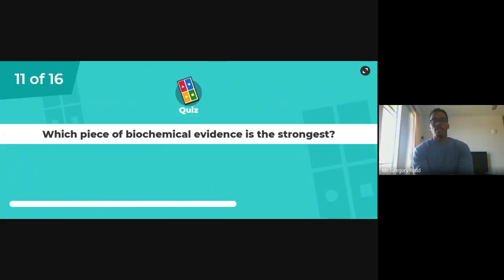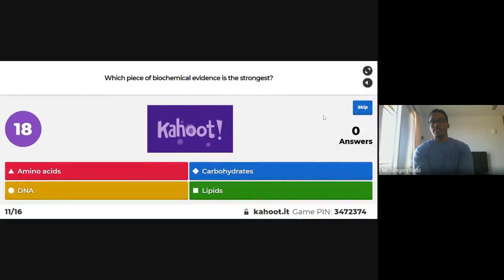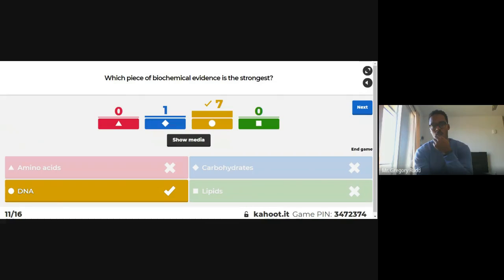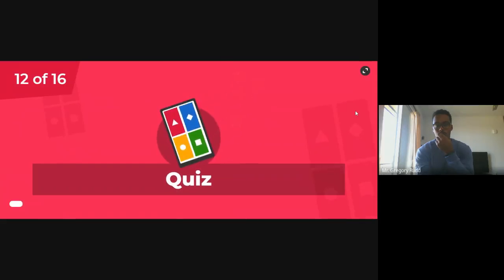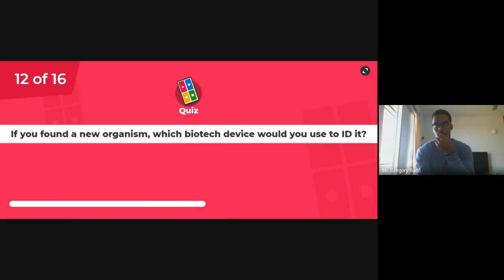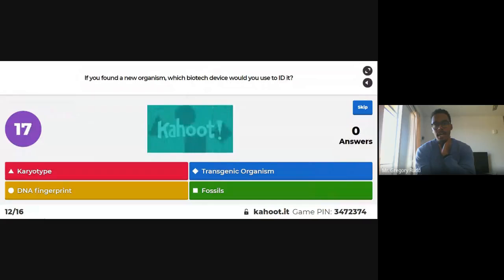Which piece of biochemical evidence is the strongest? DNA. Excellent. If you found a new organism, which biotech device would you use to identify it?